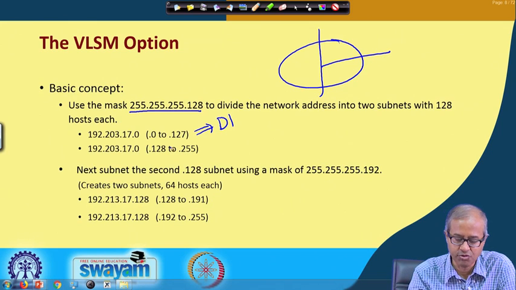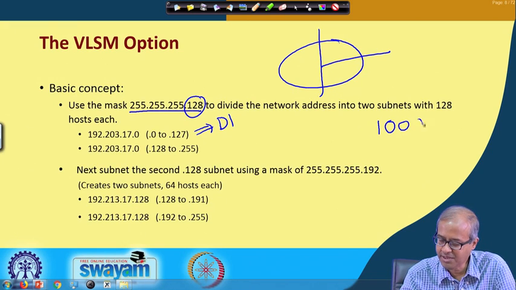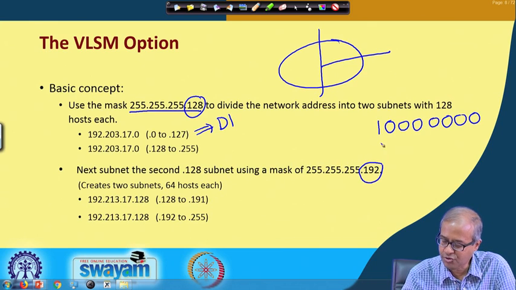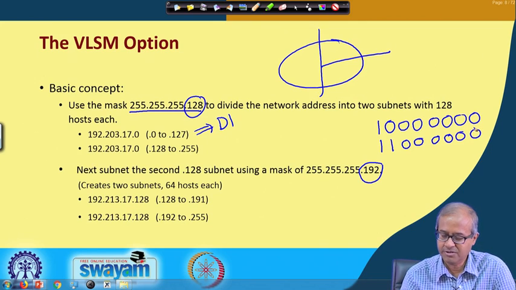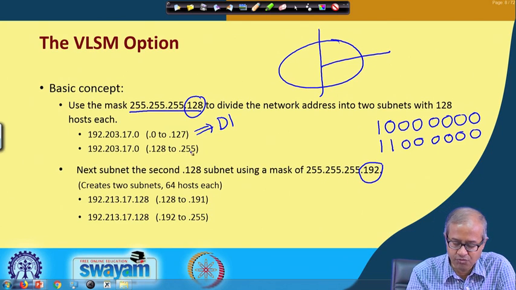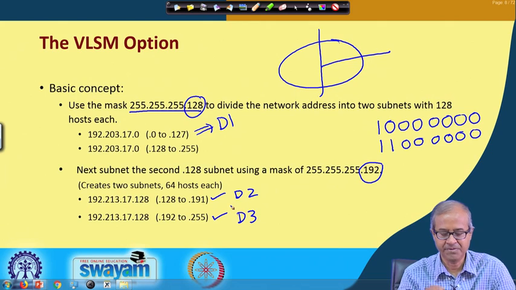You see this, this 128 means 1 followed by 7 zeros, and 192 means 2 1s followed by 6 zeros. So, I again divide the second part into half by using a mask .192. So, this 128 to 255 range is now divided into 128 to 191 and 192 to 255. This I assign to D2, this I assign to D3. This is how I do it using VLSM.